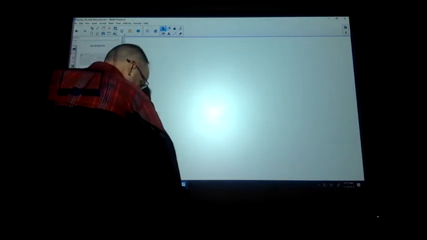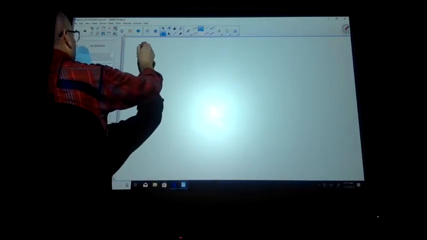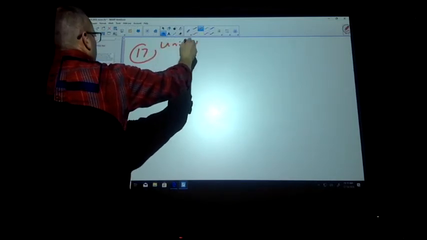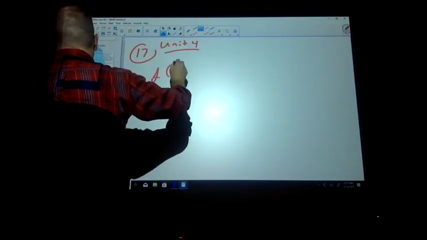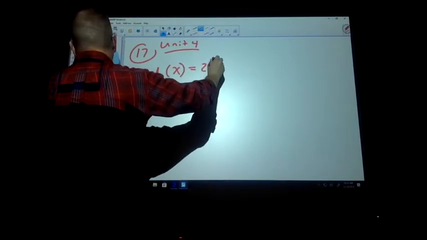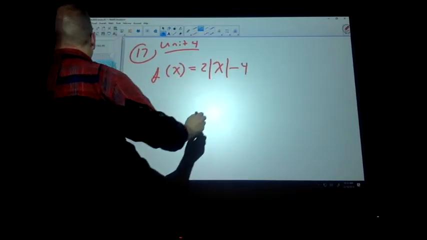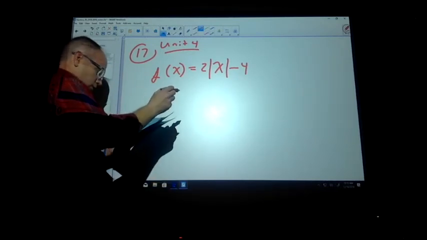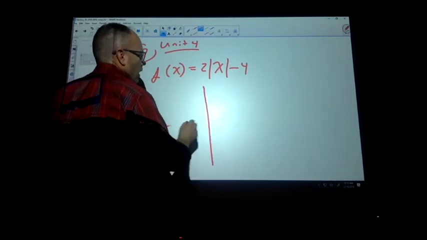17 on 4. The absolute value one? Yeah. All right, number 17 is in unit 4. So f of x is equal to 2x minus 4. It says graph each absolute value. Okay, this was an inequality.